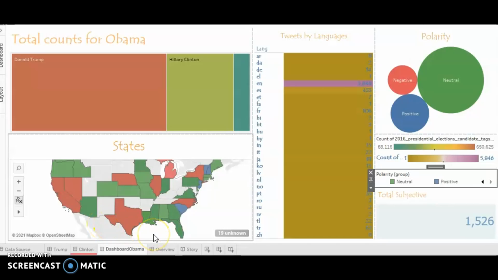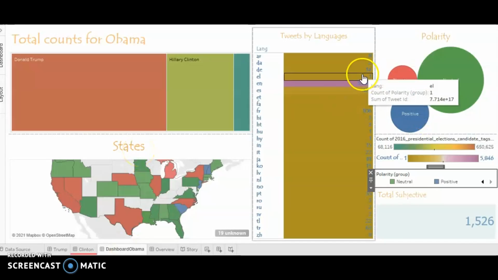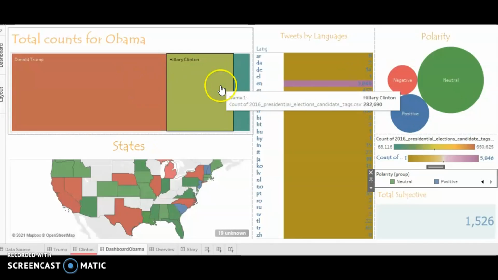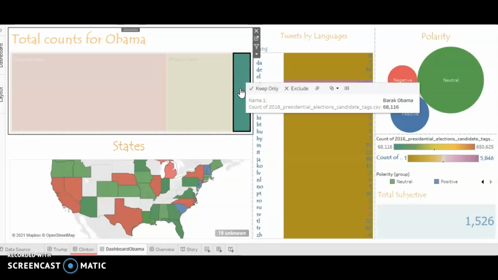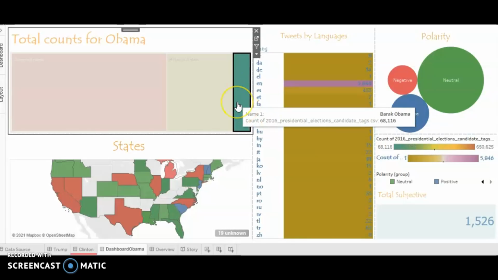So here on the storyboard, we'll go to the dashboard for Obama, and we'll have a look at all the graphics in detail. We can see the total count of Obama tweets. They were 68,116 counts for Twitter.